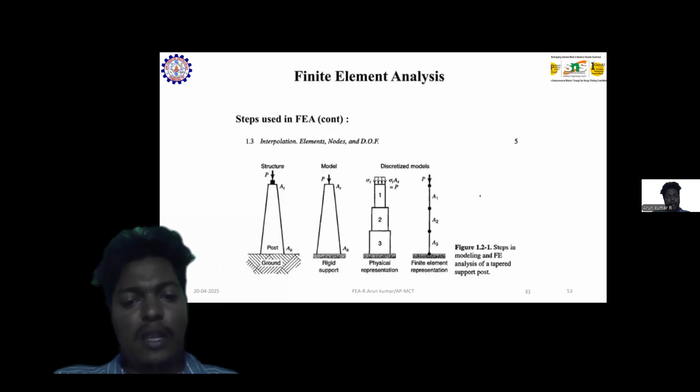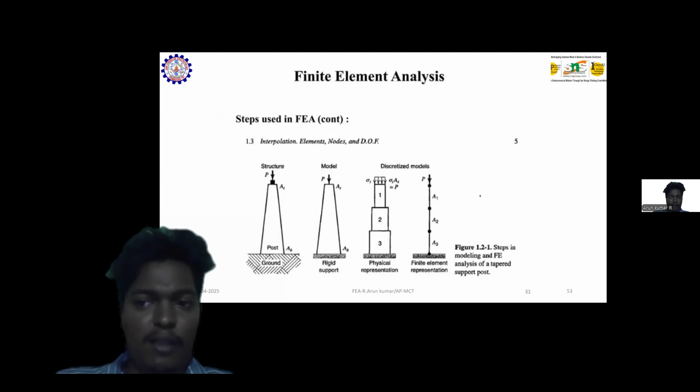Then for 1, 2, 3, I have to consider the physical representations. In this stage, you have to consider how many nodes and how many elements there are. Based upon the nodes and elements, you have to assemble them and formulate the general equation for the following cases. So this is the foremost thing to utilize in the FEA: the discretization modeling.